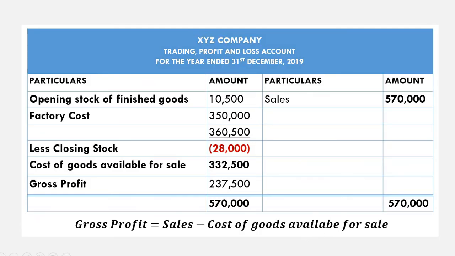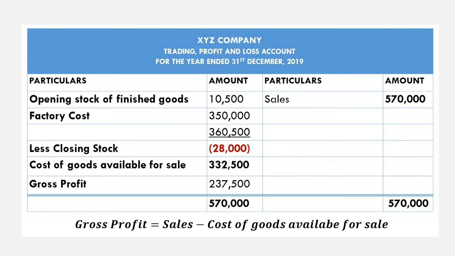Ladies and gentlemen, immediately after preparing manufacturing account, we prepare trading, profit, and loss account. Why do you prepare trading, profit, and loss account, also known as TPL account? Trading account is normally prepared to determine gross profit or gross loss. Therefore, it also first starts with the opening stock of finished goods at the left hand side of the account.